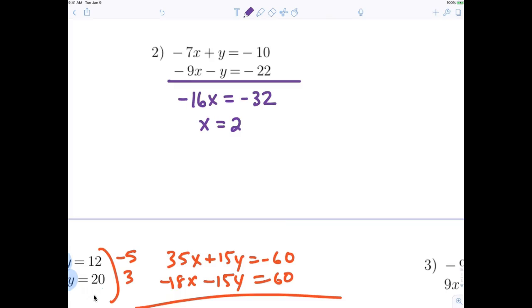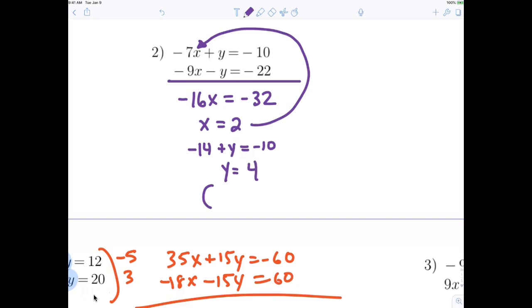Now that I have x equals 2, I plug 2 in for the x value. What's negative 7 times 2? Negative 14. Negative 14 plus y equals negative 10. So adding 14 to both sides, y equals 4. So my solution is 2, 4. What does that mean? That means, again, if I graph those two lines, they're going to intersect at the point 2, 4. All right, very easy.